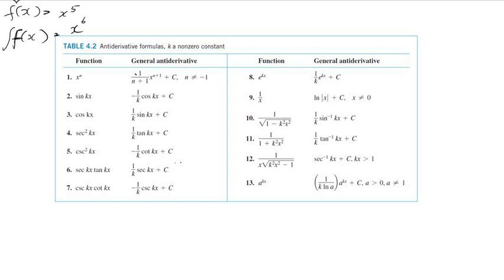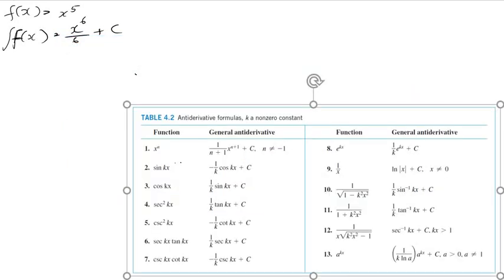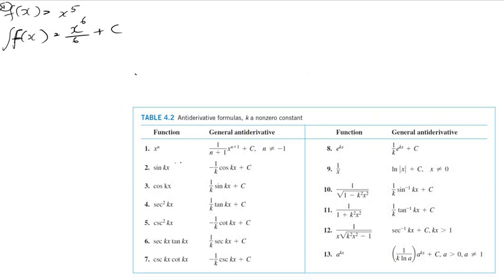So you add that 6 over 6 plus c. Let me move this table down. So now we have moved the table. Let me do another question. That's question number 1. And the second question is gx.